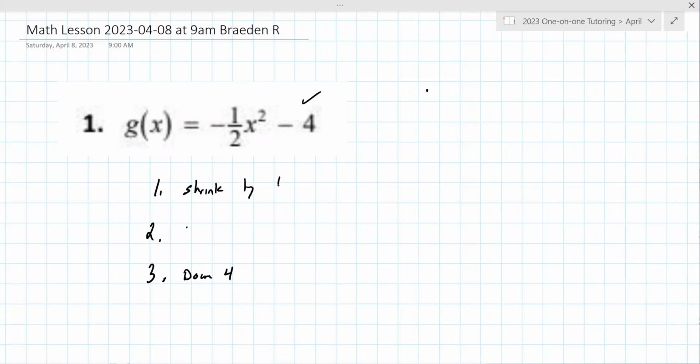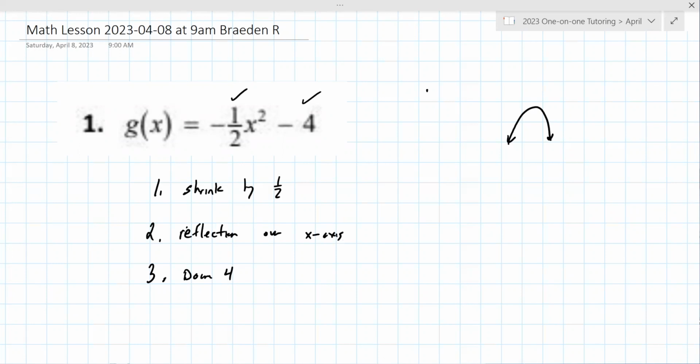Shrink by 1/2. Is that language okay with your instructor? Do they like that? Shrink by 1/2. Okay, perfect. And then that, squared. Oh, no, it's a negative. So yes, it opens down. The way that's referred to is a reflection over the x-axis. Yeah, good.